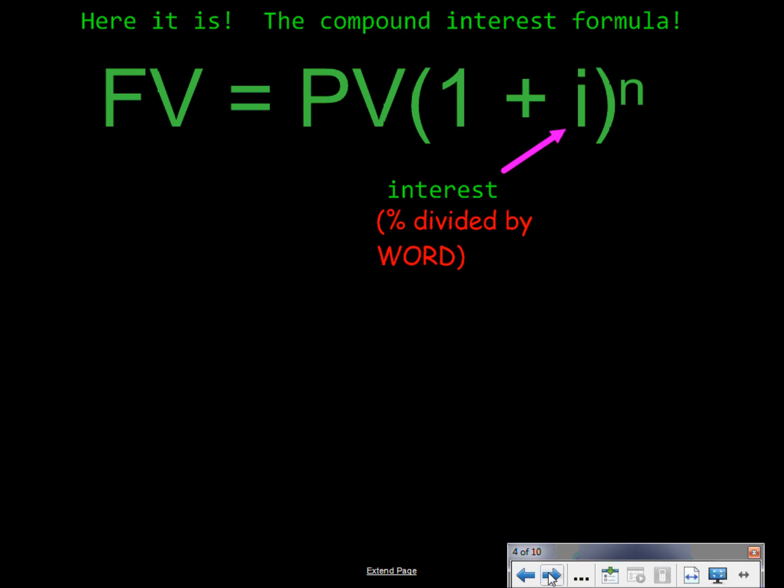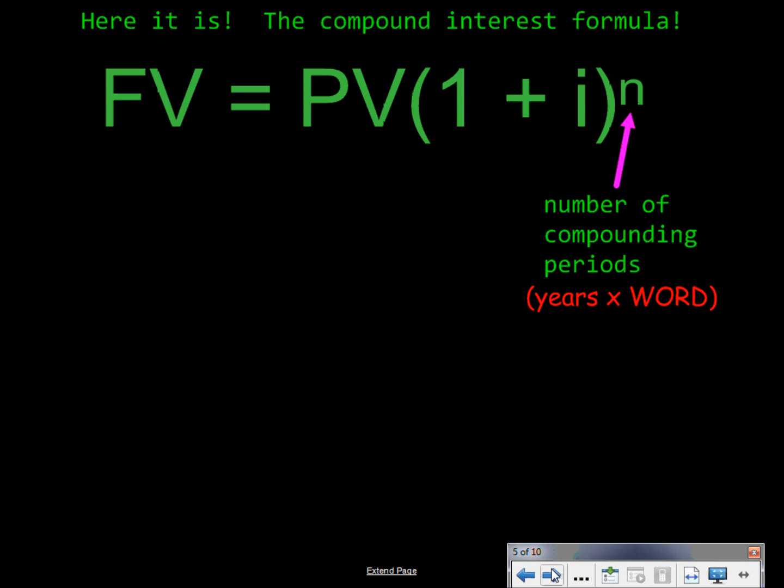So if it says your interest rate is 12% compounded monthly, you need to go, well, 12% as a decimal is 0.12, and then I need to divide it by 12 because there's 12 months in a year. It would be great if you got 12% every single month, but that's not how it happens, right? So your interest rates are always given for the entire year, and you need to break it up over your compounding, okay?